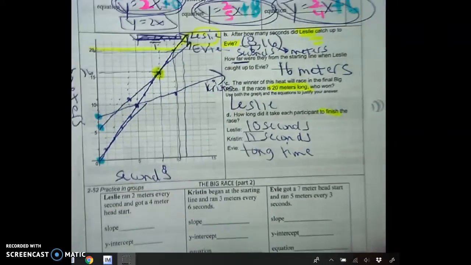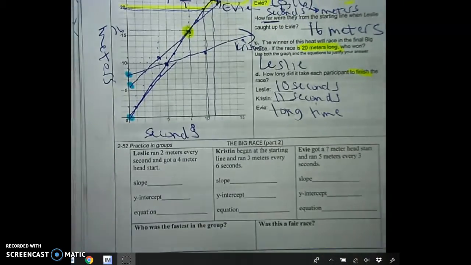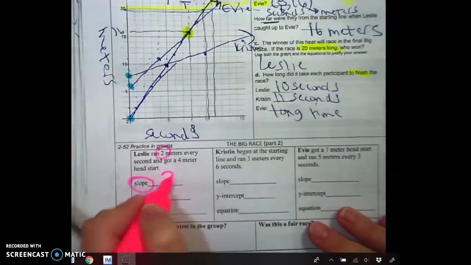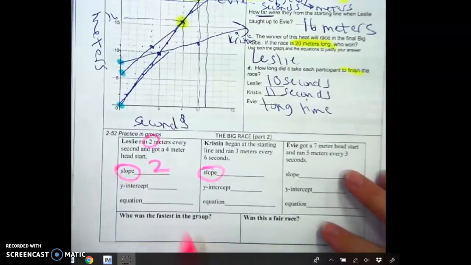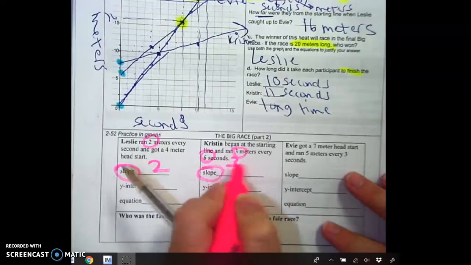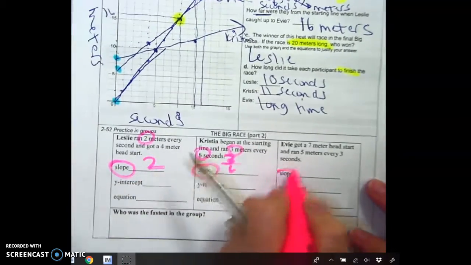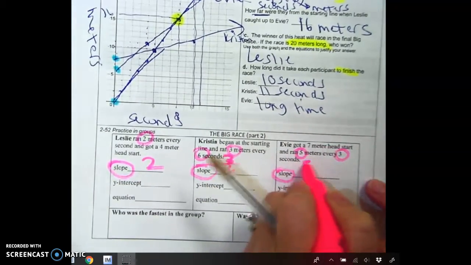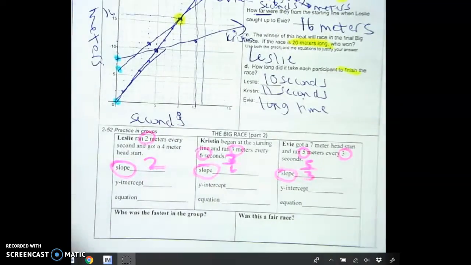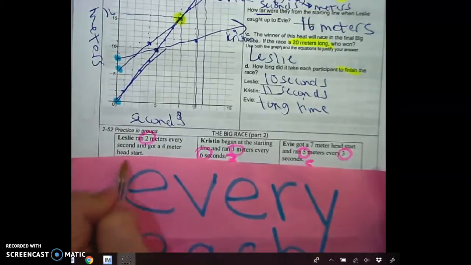Okay, let's practice again. So slope, 2. Slope, 3/6. Slope, 5/3. How did I know? Every single time, every.